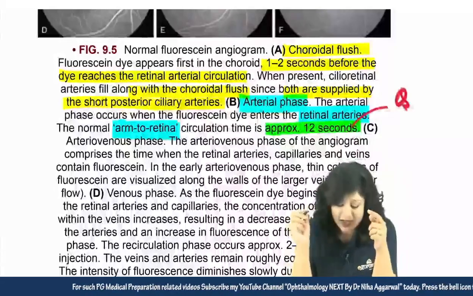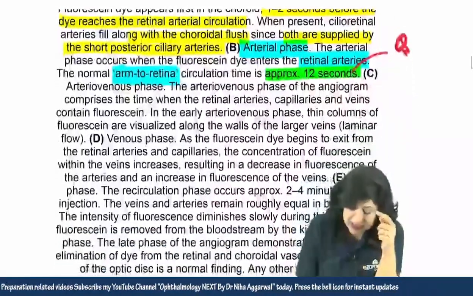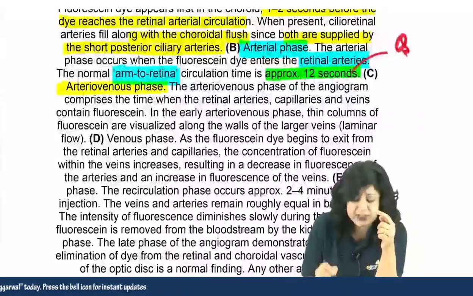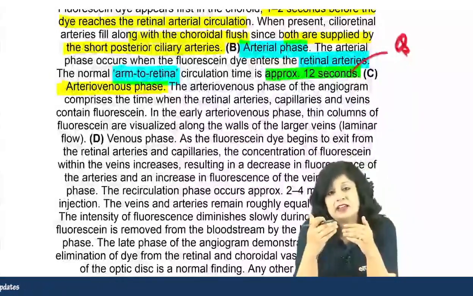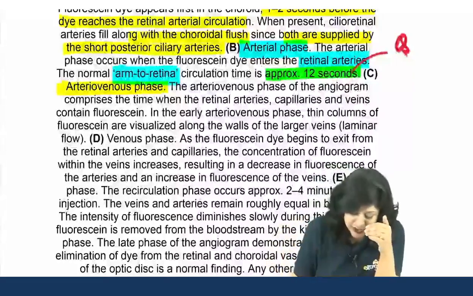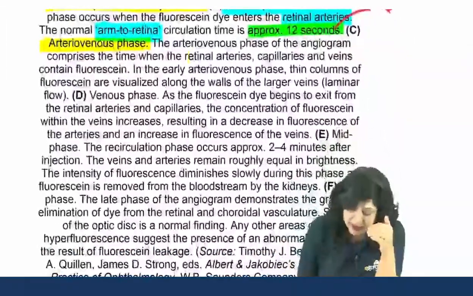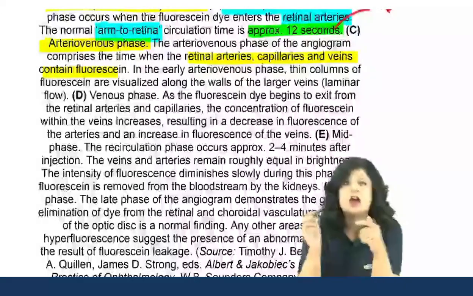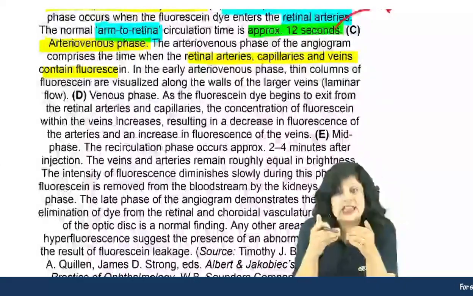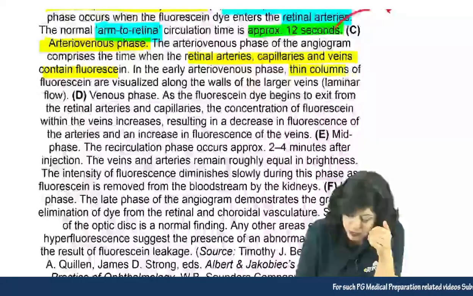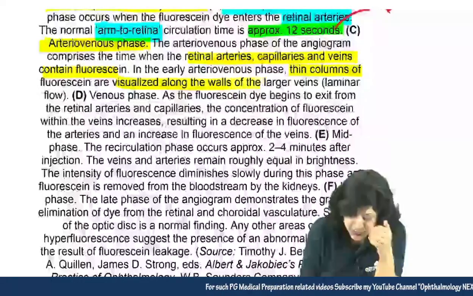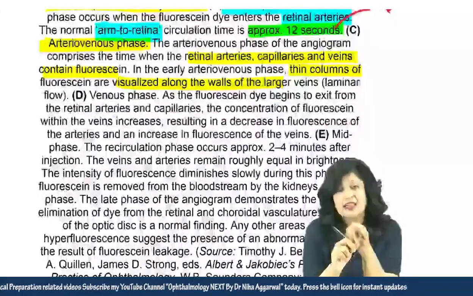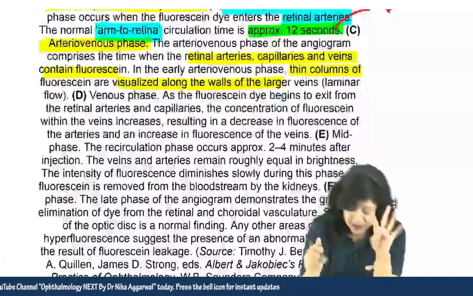Now once you are done with this, the next is the arteriovenous phase. Now from the artery it is going to the veins. So this phase comprises the time when the retinal arteries, capillaries and veins contain the fluorescein. First of all we have got the early AV phase. In the early AV phase, thin columns of the fluorescein are visualized. Okay. So we have got choroidal, then retinal arterial phase, then arteriovenous phase, and finally we have got the venous phase.